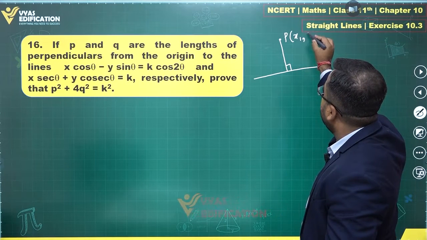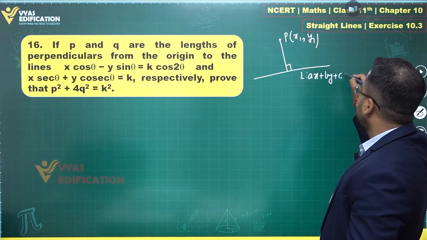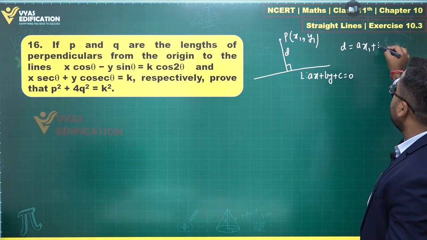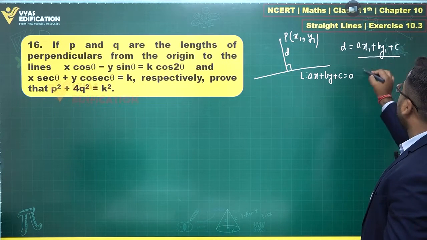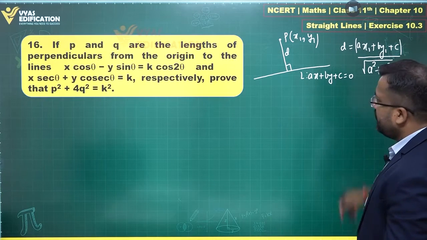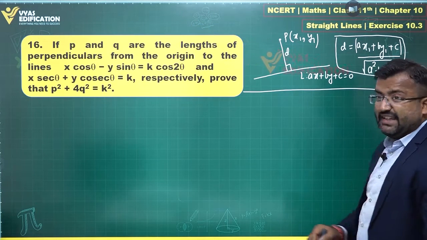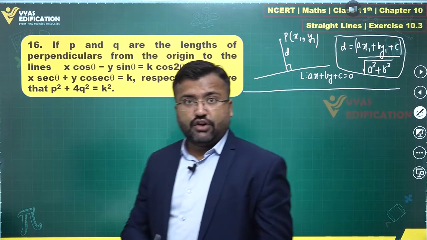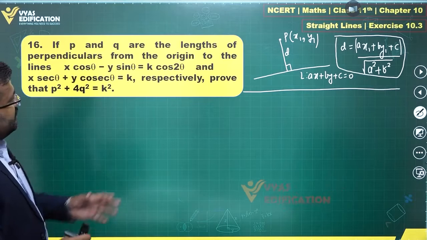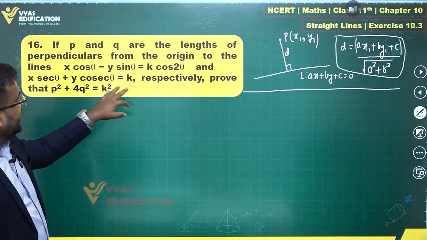P is x1 comma y1. If this line L is ax plus by plus c is equal to 0 and this is distance d, d will be equal to modulus of ax1 plus by1 plus c upon under root of a square plus b square. This is what we have for distance, right? That's the formula that we'll need. In this question, what do we have? P and Q are the lengths of perpendiculars from the origin. Origin is 0, 0, so x1, y1 becomes 0, 0, to the lines this and this, okay.